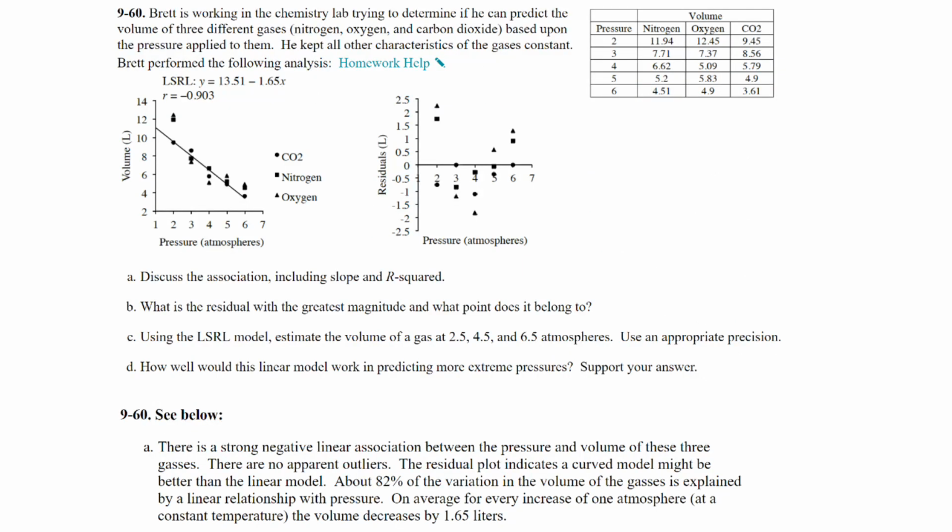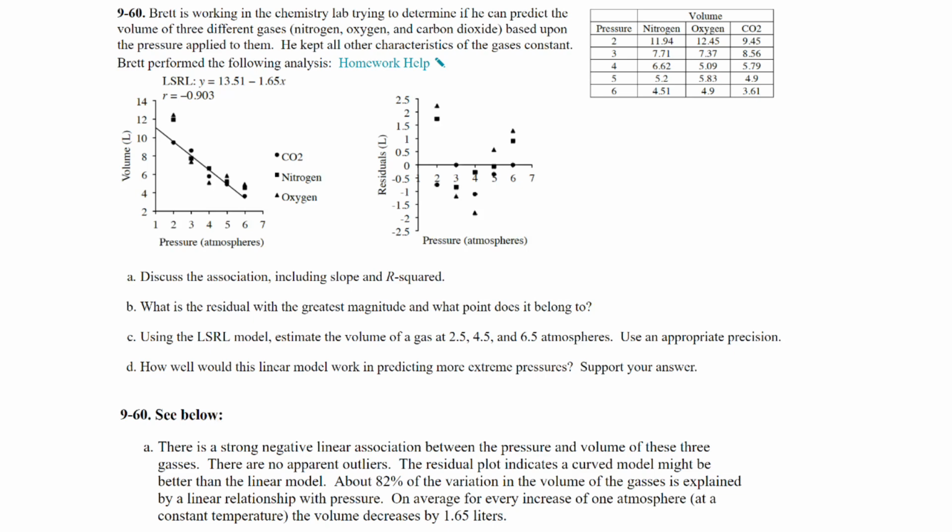Question 60. Brett is working in the chemistry lab trying to determine if he can predict the volume of 3 different gases, nitrogen, oxygen, and carbon dioxide, based upon the pressure applied to them. He kept all other characteristics of the gases constant. Brett performed the following analysis. So you are given all this information.